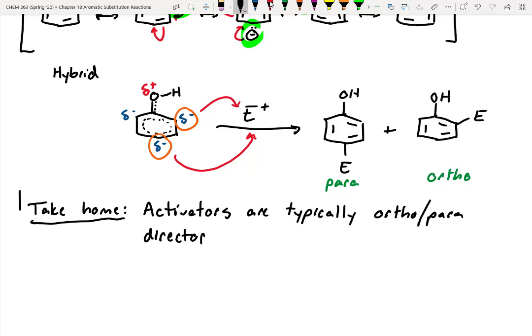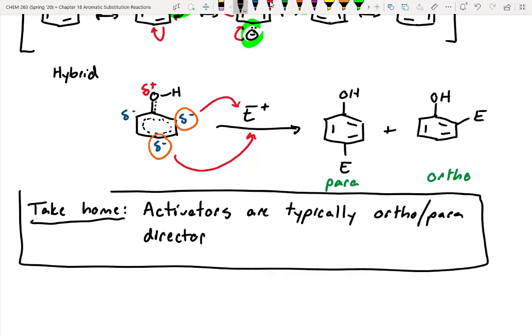All right, so that's where I'm going to stop right now, talking about that regiochemistry. What we'll do next is we'll take a look at deactivators and come up with a solution for figuring out how they work.